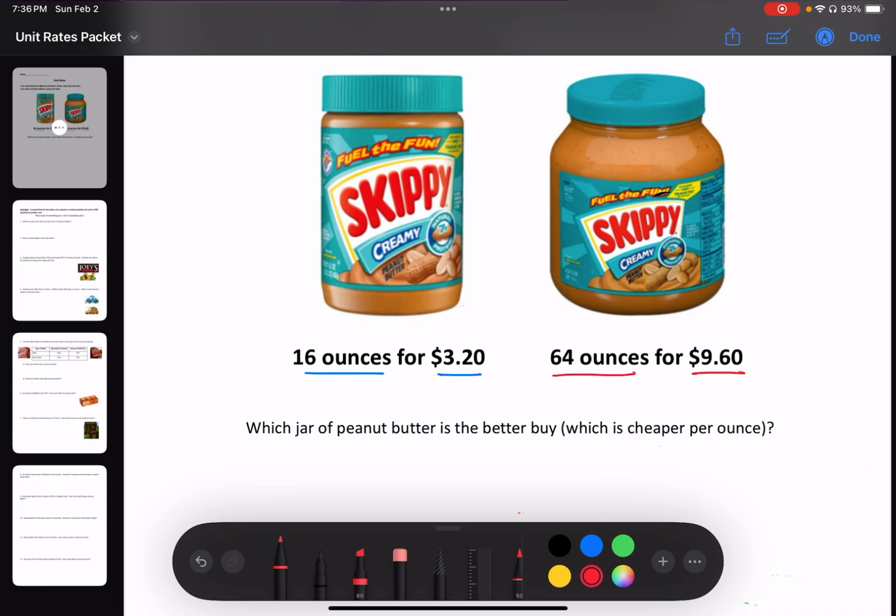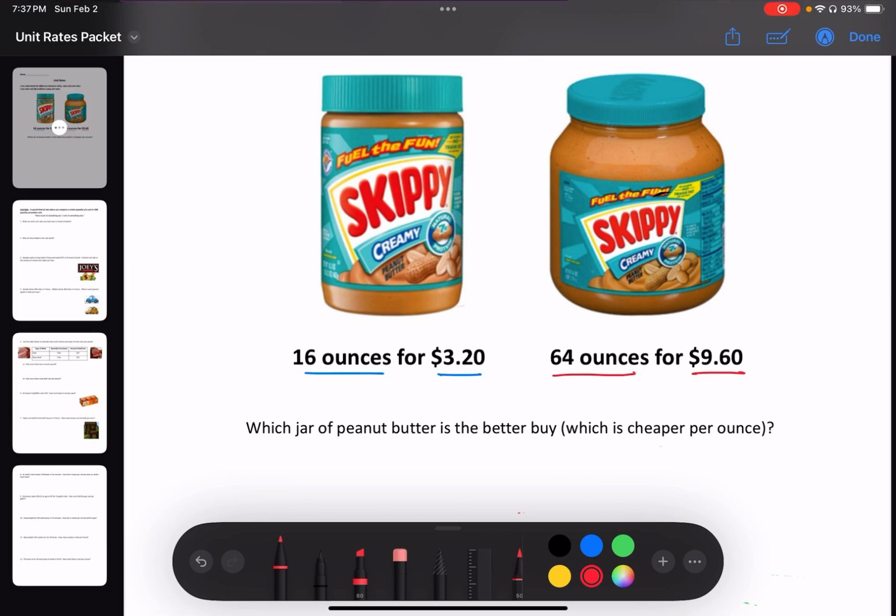$9.60. I'd like you to pause the video and see if you can figure out which jar of peanut butter is a better buy, meaning it's going to be cheaper or cost less per ounce of peanut butter. Think about ratios and the order of those words that I just said or that are written on the packet to help you figure out which one is going to be more cost effective.